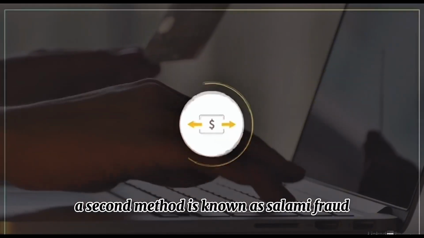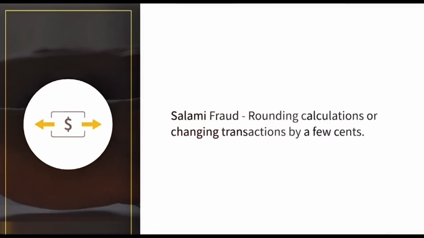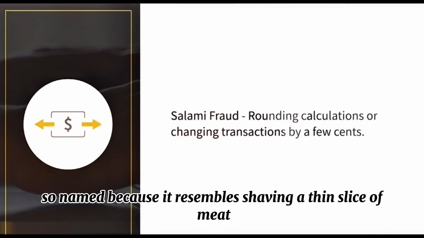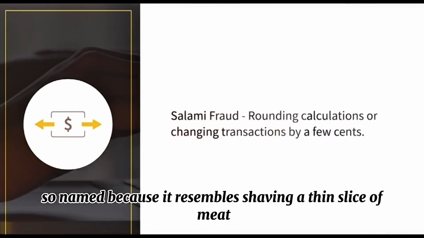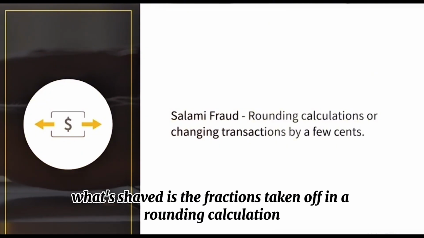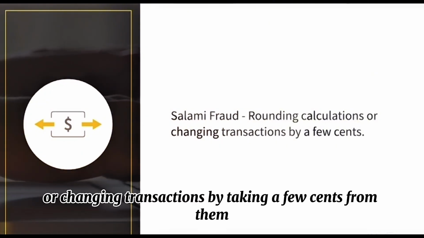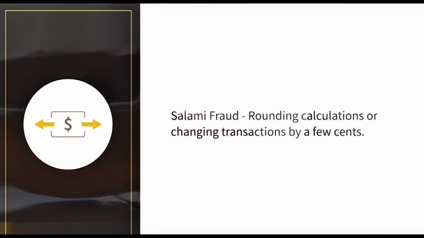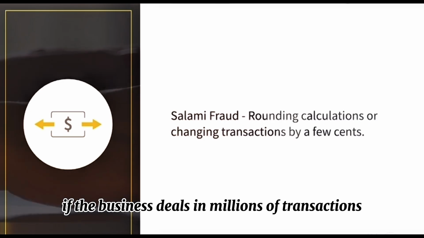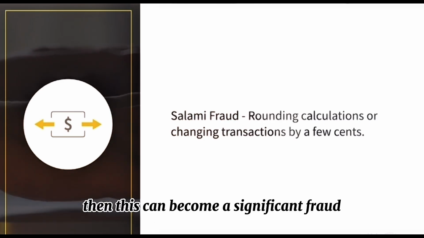A second method is known as salami fraud, so named because it resembles shaving a thin slice of meat. In this case, what's shaved is the fractions taken off in a rounding calculation, or changing transactions by taking a few cents from them. If the business deals in millions of transactions, then this can become a significant fraud.